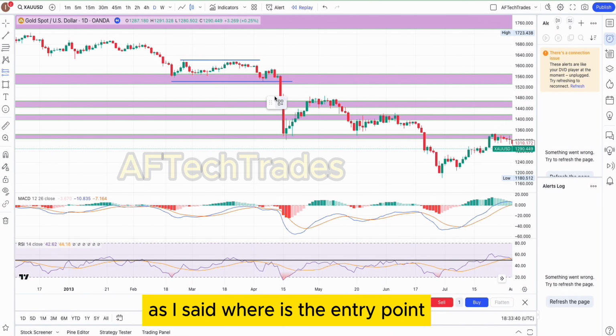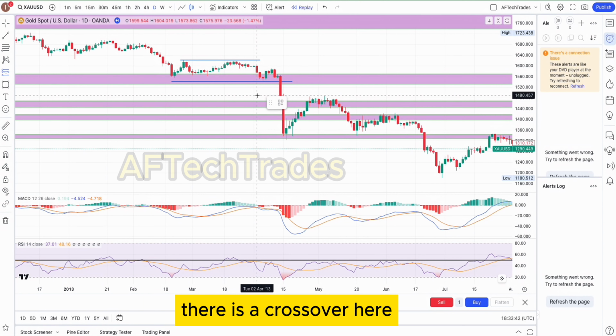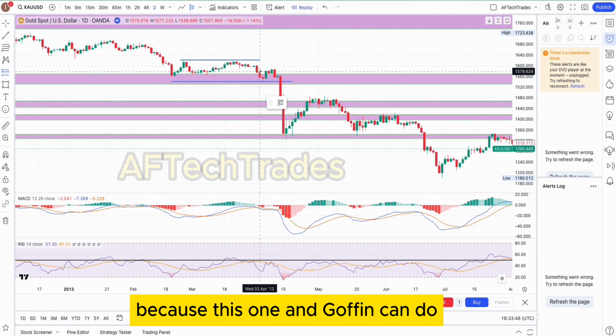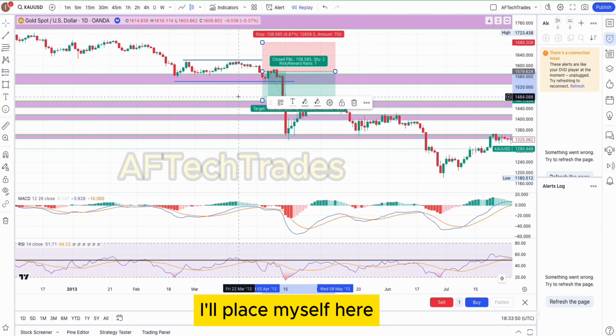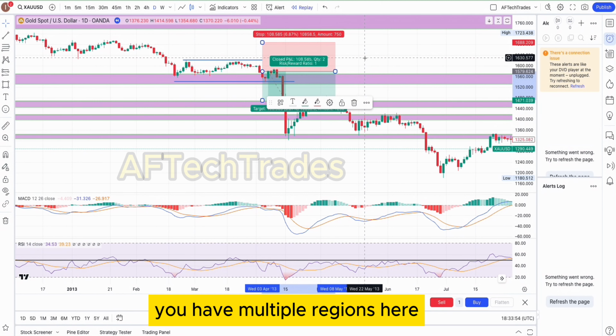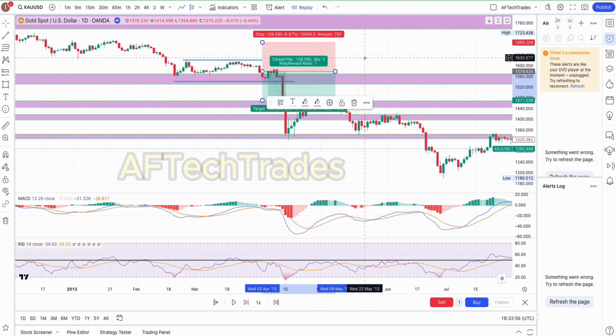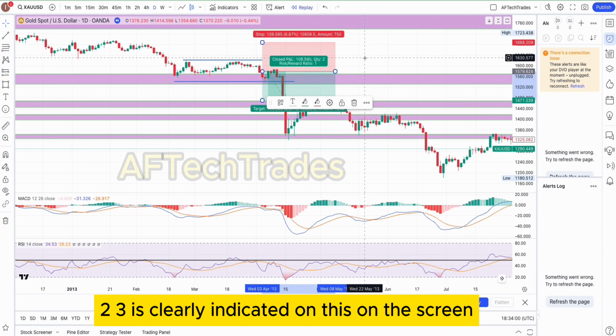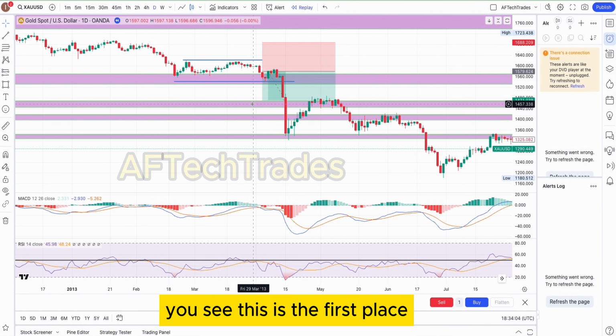We will still see a live one that's going short here. As I said, where is the entry point? There is a crossover here. So immediately after this candle, because it's also an engulfing candle, I'll place my sell here. Now, as I said, you have multiple regions here. You take your stop loss, you take your take profit. Your take profit 1, 2, 3 is clearly indicated on the screen. You see, this is the first place, second place, and third place.